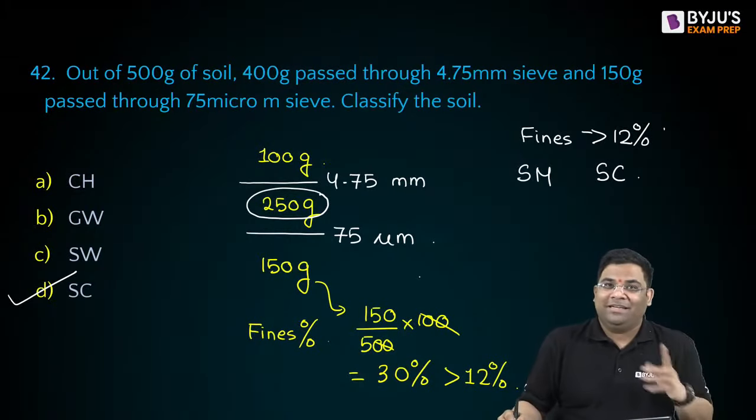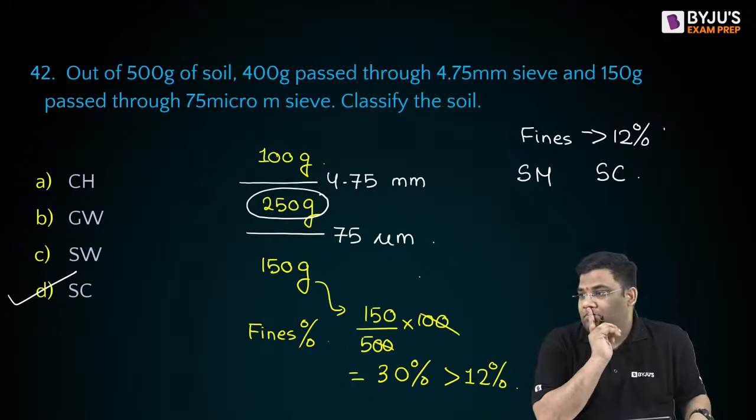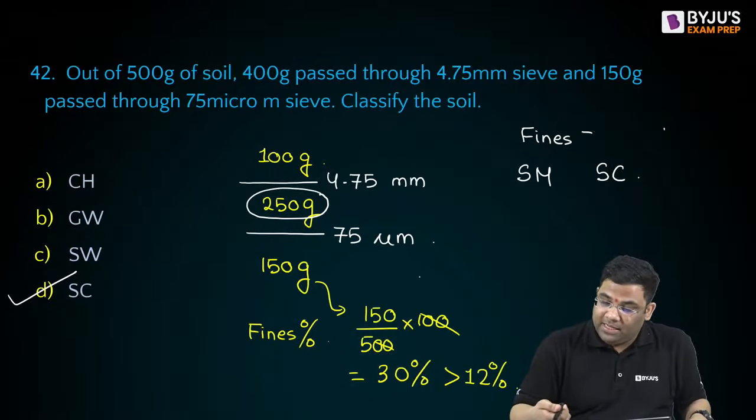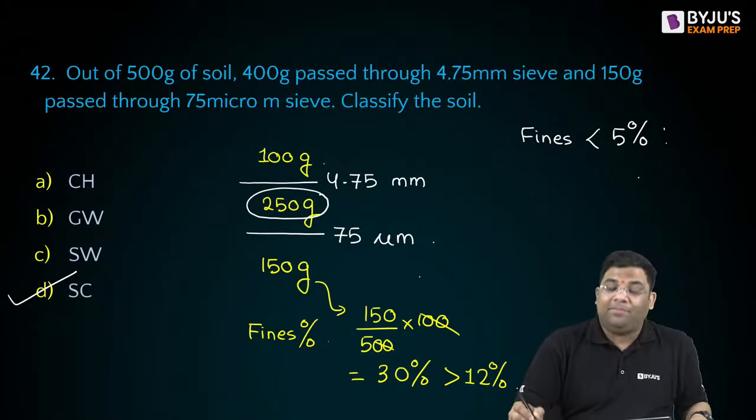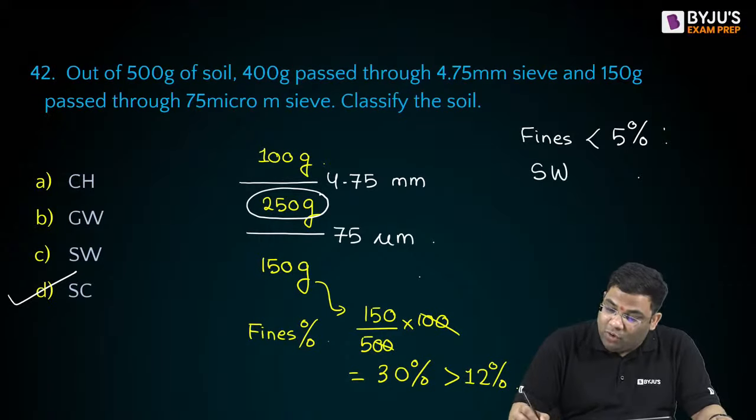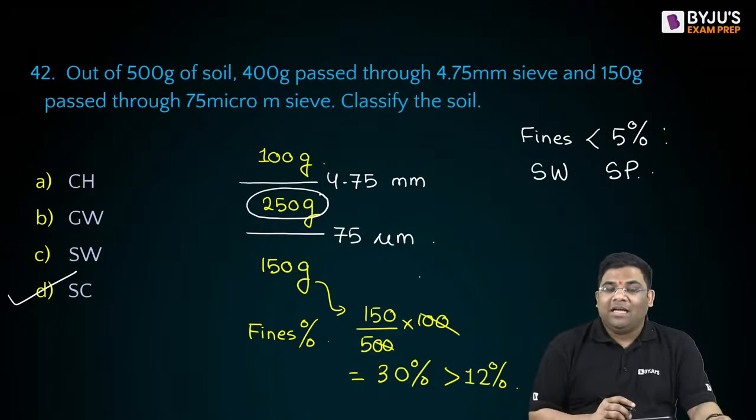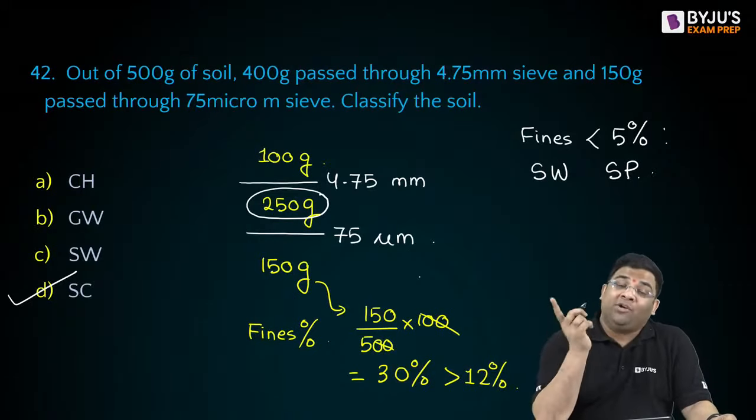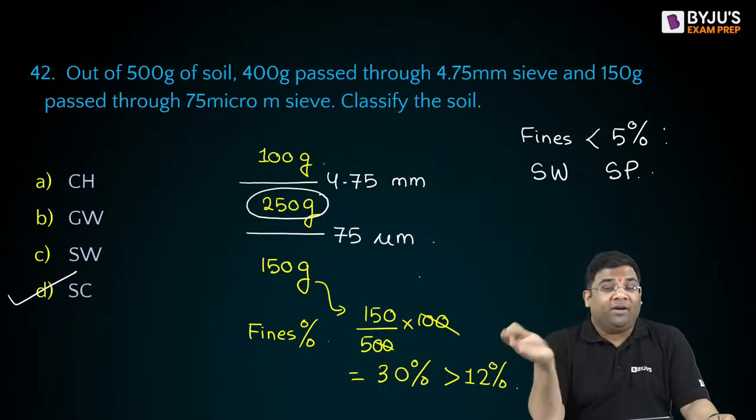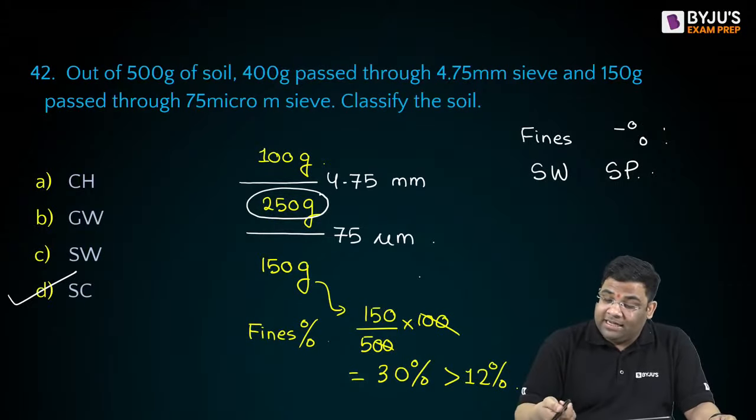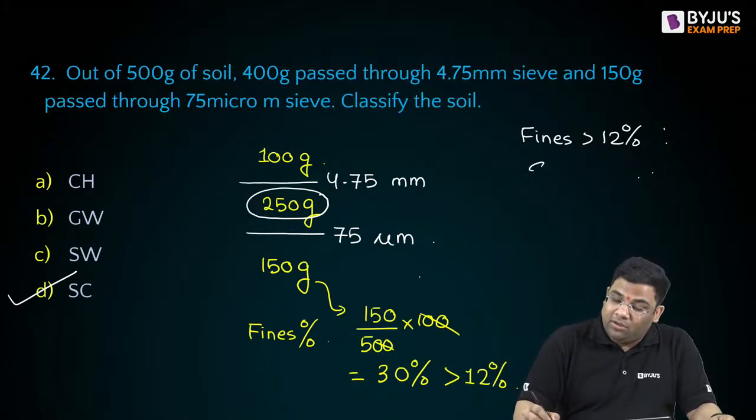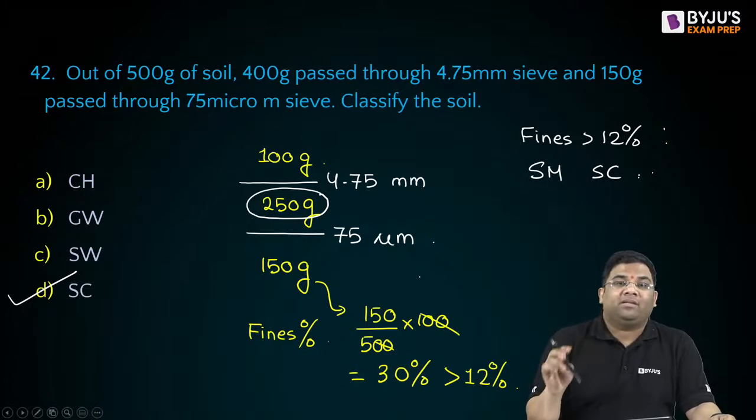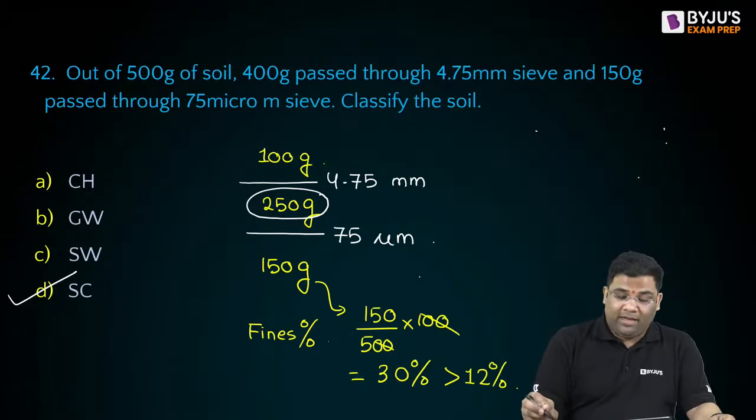Tricky question, but understood. Now see, just for fun, if I tell you fines is less than 5%, then it would have been what? SW or SP, right? When the fines percentage is low, either it will be well graded or poorly graded, depending on other parameters. And if it is greater than 12%, then it will be either silty or clay based on different parameters. But here only one option is given, therefore SC is the right answer.